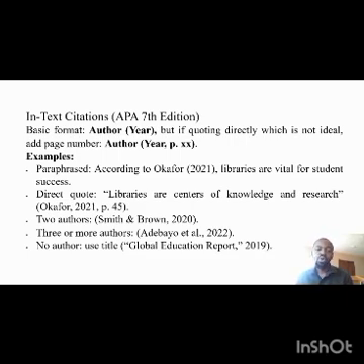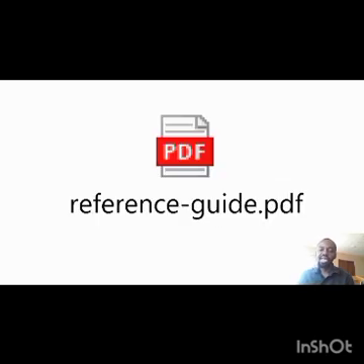Then if it's a direct quote, please add the year. If it is two authors, please use this ampersand sign, Smith & Brown, with the year. If it's 3 or more authors, you write the key author, Adebayo, then you put et al. And so you put a full stop and a comma and you write the year. So if it's more than 3, you cannot write all the names, or let's say 5 authors, just put et al. Then if you don't know the author, please just use the title.